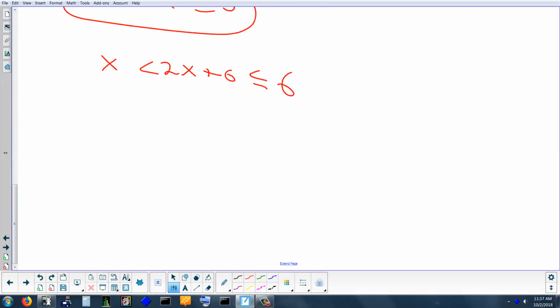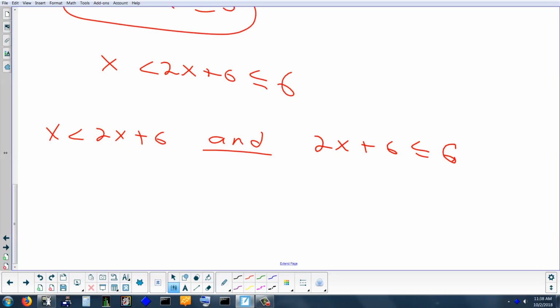there's 2 ways to solve it. One, you either split it up into 2 problems like this, and you solve each one separate. Okay, so this is a case where you can't get x by itself in the middle, but you can take the part on the left, the part on the right, and solve each one separate.